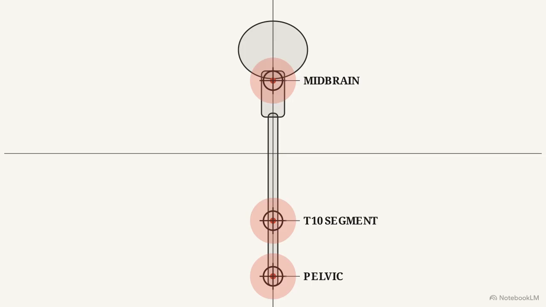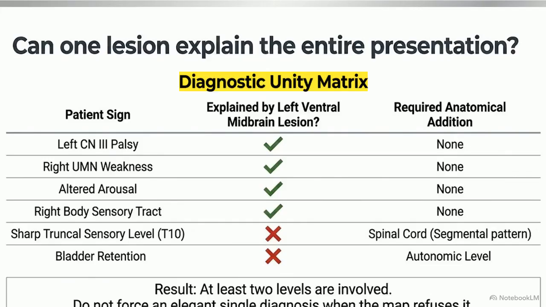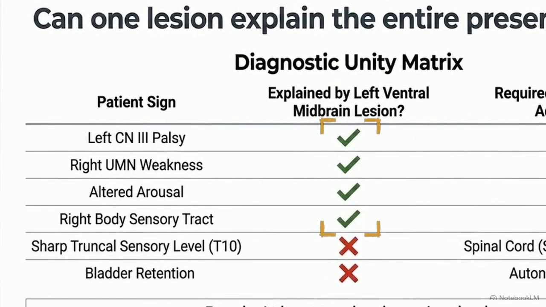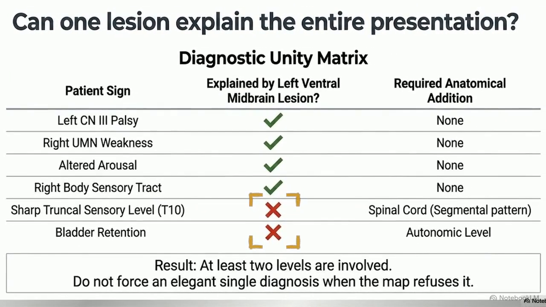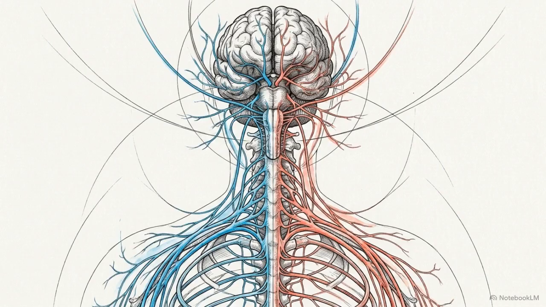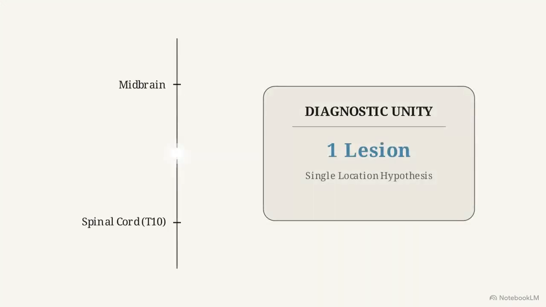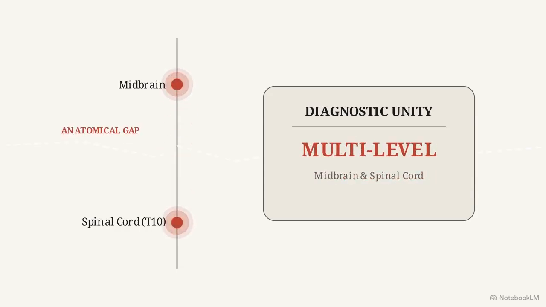We use the diagnostic unity matrix to test the single lesion hypothesis. The cranial nerve palsy, motor weakness, arousal, and crossed sensory signs all align with the midbrain coordinate, but it fails to explain the sharp truncal level and the bladder retention. While clinicians prefer a single unifying diagnosis, we must prioritize physical anatomy over the law of parsimony. The unity parameter confirms one lesion is anatomically impossible. We must accept at least 2 distinct sites of damage.